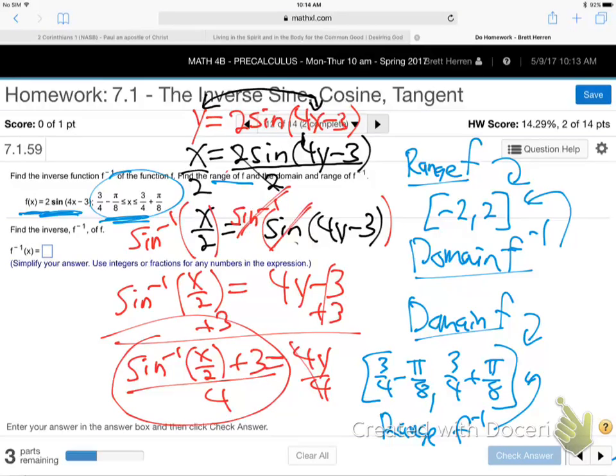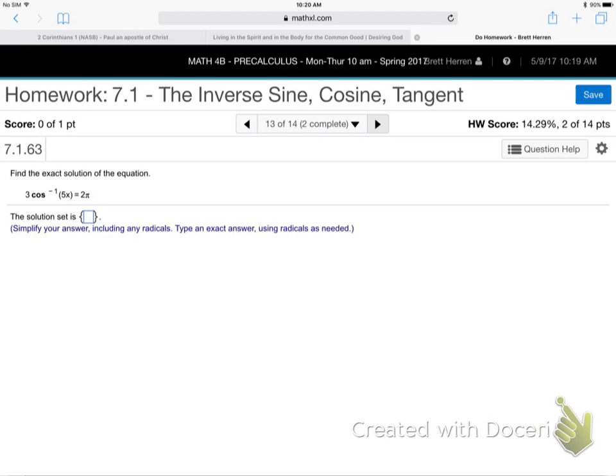That's right. Inverse stuff here. There's another section I wanted to cover today, though probably not finish it. All right, so 3 cosine inverse 5x is 2 pi. Can you solve for x there? That's what they mean by exact solution.